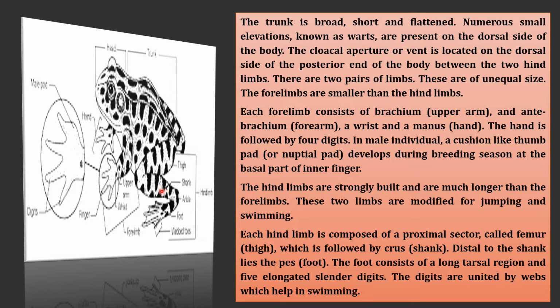Between the two hind limbs, the vent or cloacal aperture is present. Follow the region that I am showing you. So this is between the two hind limbs, the cloacal aperture or vent. There are two pairs of limbs of unequal size. This is a very important characteristic of a toad.